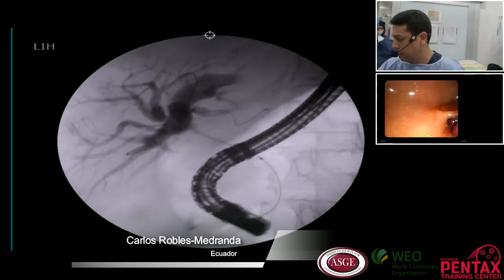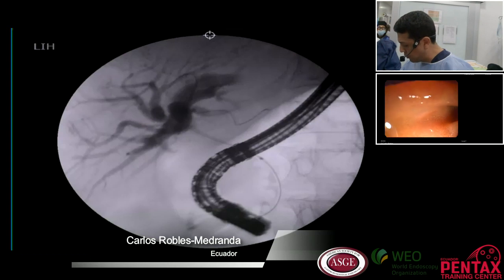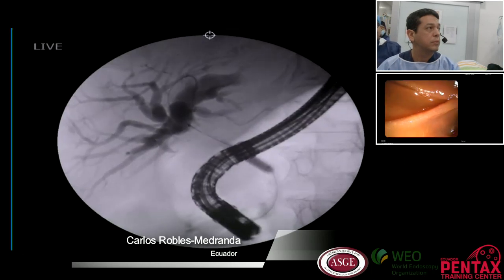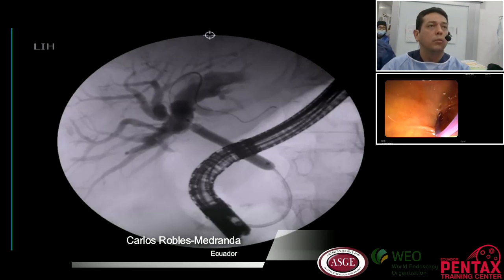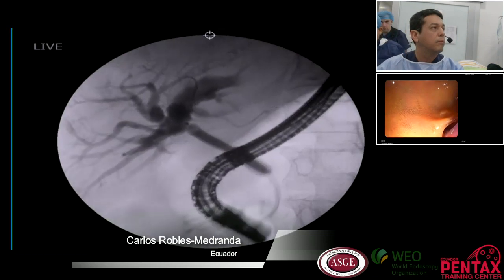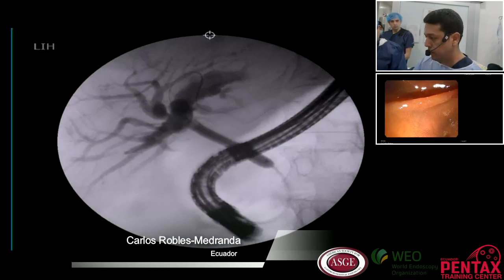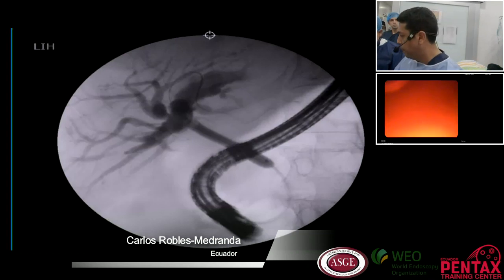Puedes dilatar por favor hasta 8 millimeters. So for 8 millimeters we have to perform an insufflation pressure of 10 atm. We are there? Okay. I think it's okay. We will wait 1 minute at least. And then you will give me another guide wire.